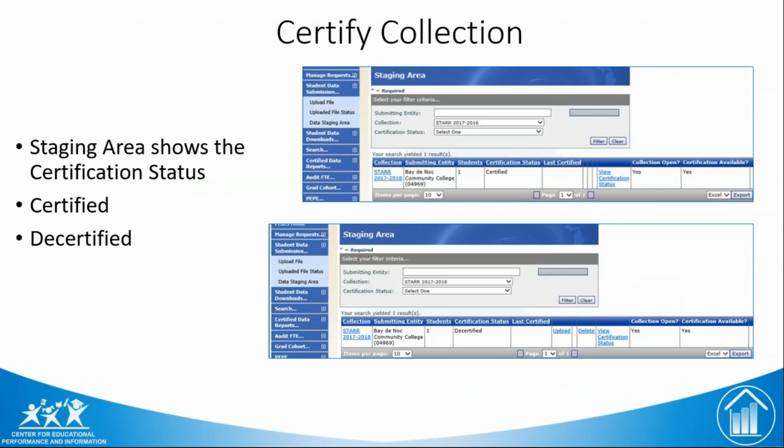After you've certified, there's a couple different places where you can go to see that you have certified or what status you're in. At the staging area, so at the very beginning, when you first pull up your collection, you'll see that there's a certification status column, and at the top there it says that they're certified. If you need to go in and make changes, you can do that, and it will tell you that you have decertified in the status.